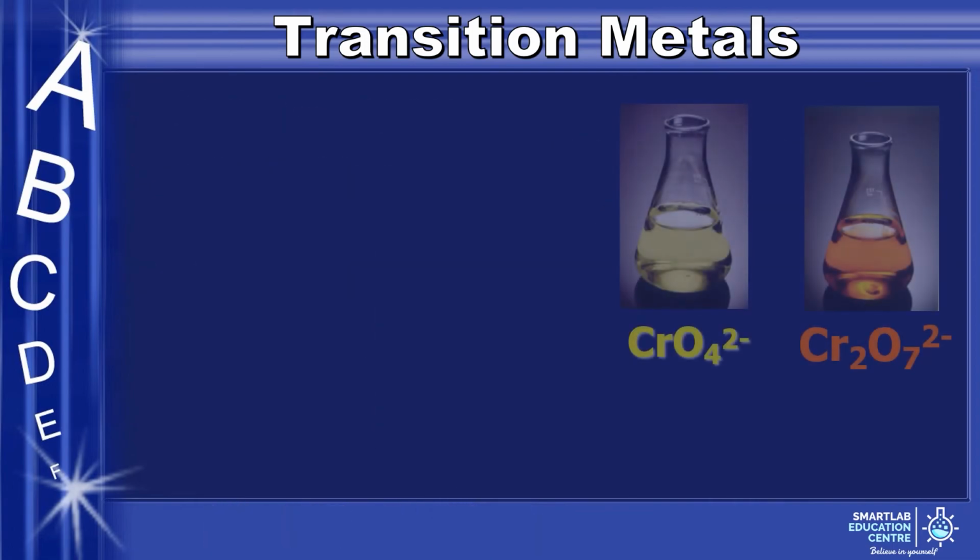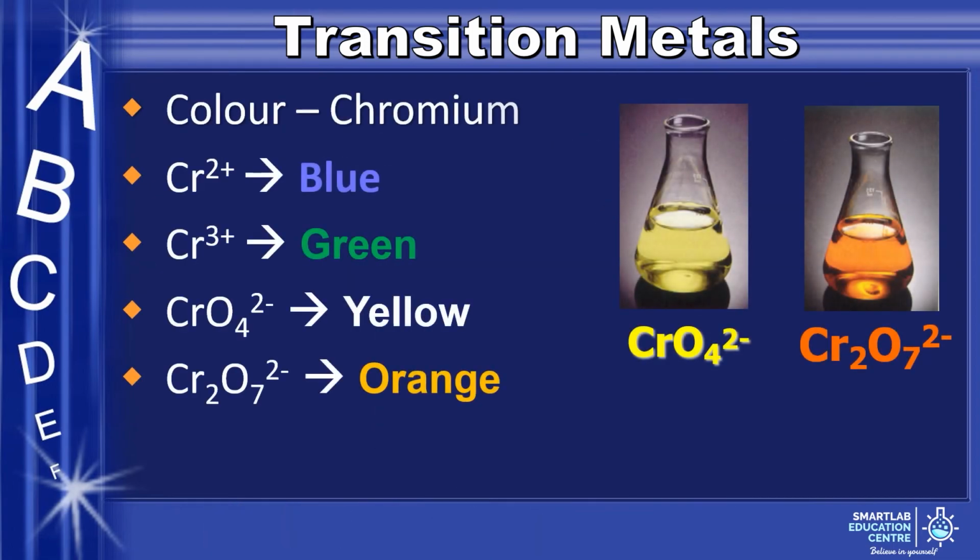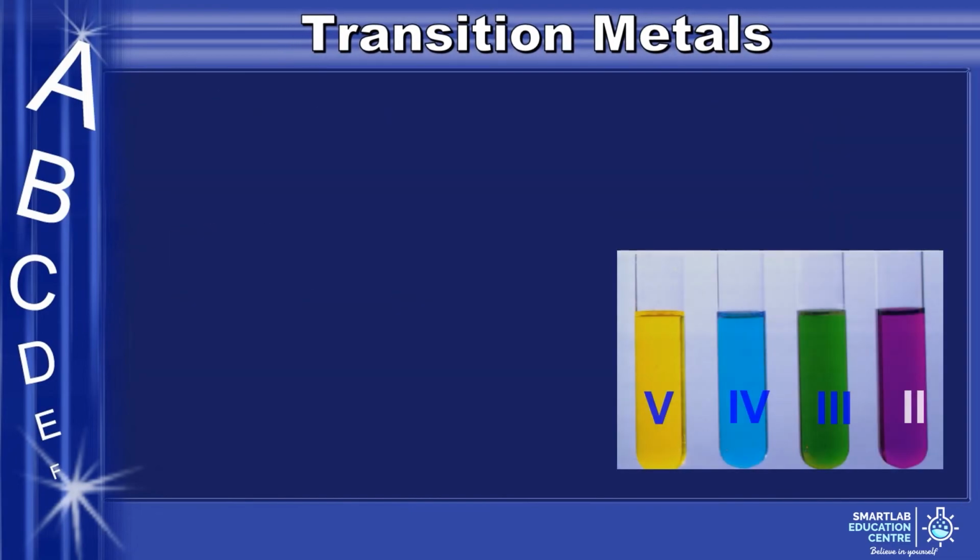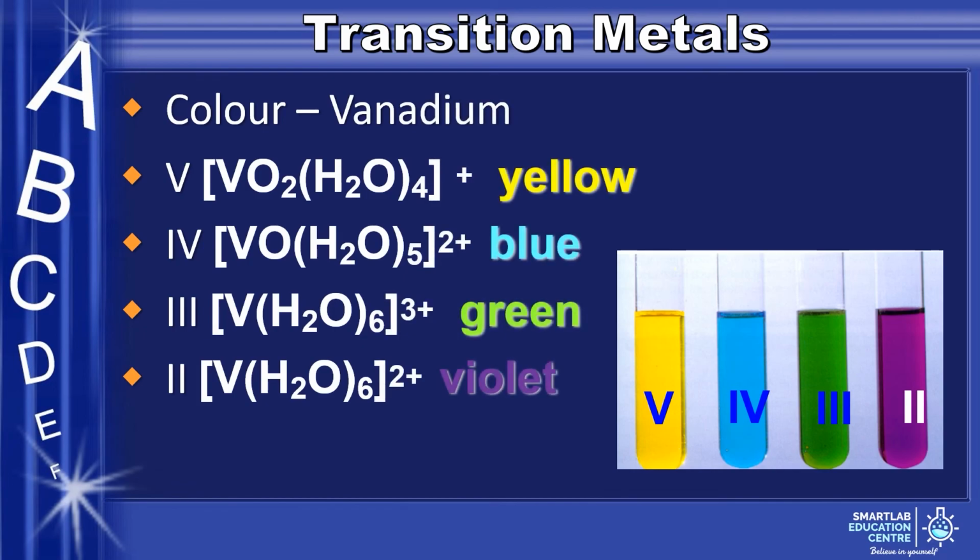When it comes to chromium, it forms several ions with each one taking on a different color as stated below and seen in the diagrams on the side. Lastly, vanadium forms various complexes as well, as stated below and seen in the diagram.